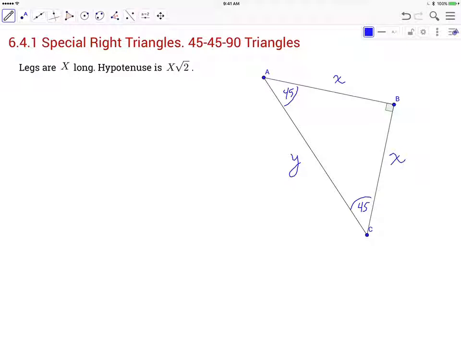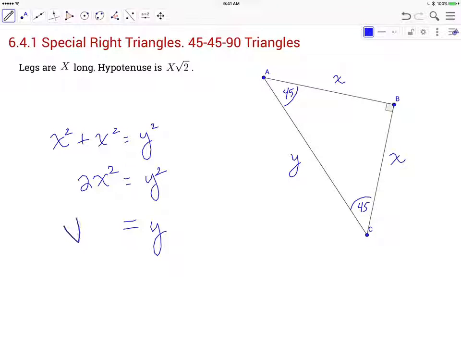So if we take a look at the Pythagorean theorem, it's pretty quick to say that x squared plus x squared is equal to y squared. Well, that means that 2x squared is equal to y squared, and that means that y is equal to the square root of 2x squared. The whole thing is under the square root.